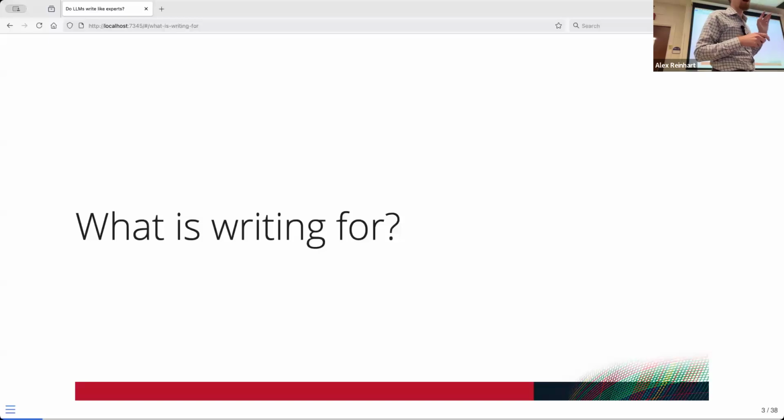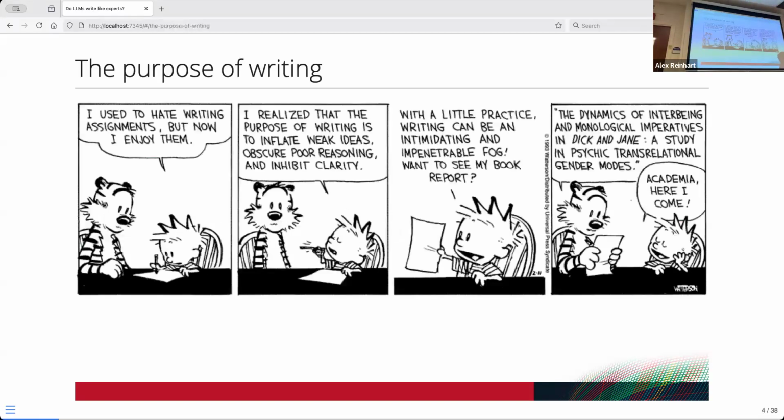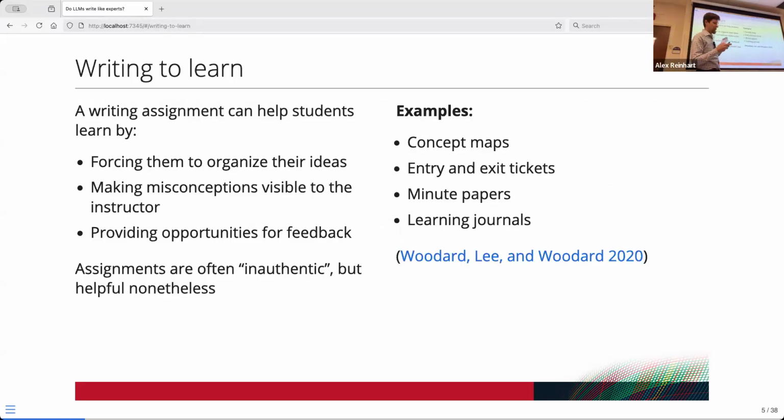But to get through all of that, we can ask, what is writing for in the statistics and data science curriculum when you're teaching courses? Now, there's several answers to this question. Of course, the correct answer is to inflate weak ideas, obscure poor reasoning, and inhibit clarity. Bill Watterson always being incisive as ever. But you're not allowed to say this one. So we can think of there being a spectrum of purposes from one end to the other.